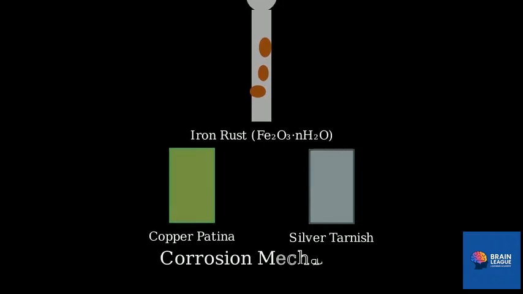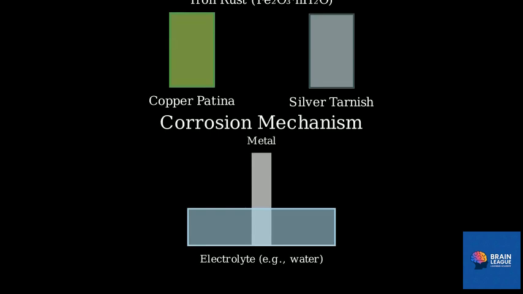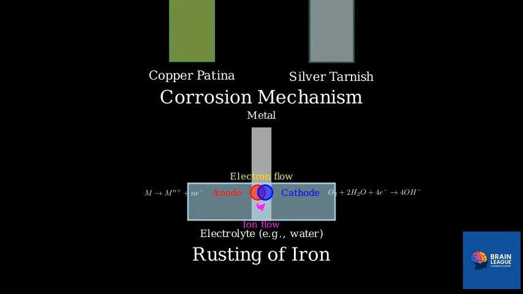Now, let's understand the basic mechanism of corrosion. Corrosion is primarily an electrochemical process that requires four key components: an anode, where metal atoms lose electrons and become ions; a cathode, where electrons are consumed; an electrolyte that allows ion movement; and an electronic pathway connecting the anode and cathode.